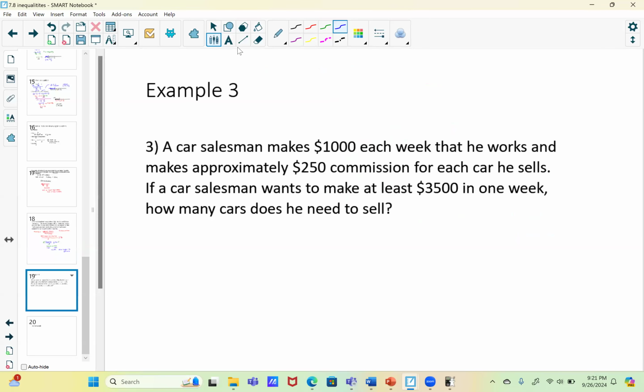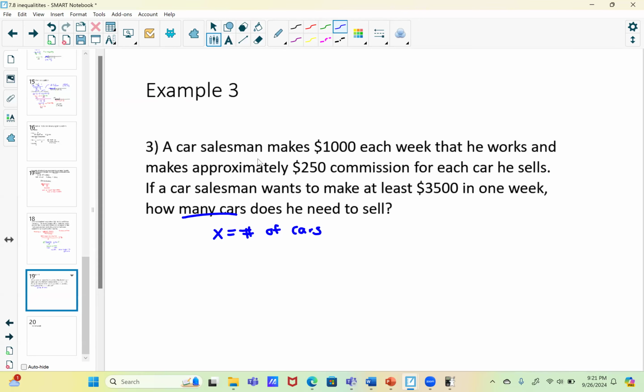Okay, and then the last one. A car salesman makes $1,000 each week that he works and makes approximately $250 commission for each car he sells. If a car salesman wants to make at least $3,500 in 1 week, how many cars does he need to sell? Okay, so the first thing is always, what are we trying to find? We're trying to find how many cars. So that's my X.